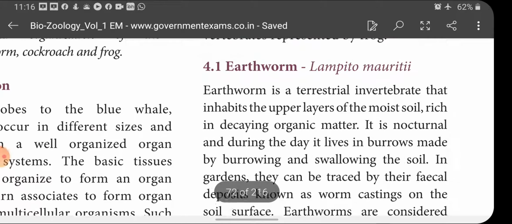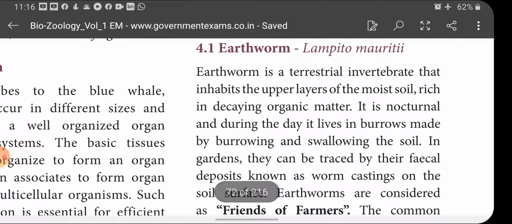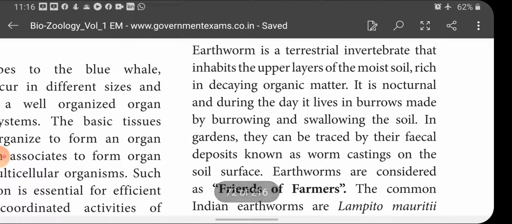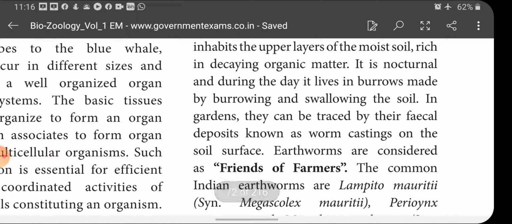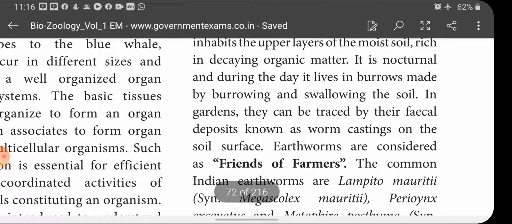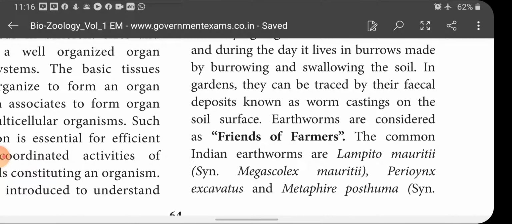Earthworm, Lampito mauritii. Earthworm is an invertebrate animal. Its scientific name is Lampito mauritii, and it inhabits the upper layer of the moist soil rich in decaying organic matter. It is nocturnal, and during the day it lives in burrows made by burrowing and swallowing the soil. In gardens, they can be traced by their fecal deposit known as worm castings on the soil surface. Earthworms are considered friends of farmers. The common Indian earthworms are Lampito mauritii, Megascolex mauritii, Perionyx excavatus, and Metaphire posthuma.